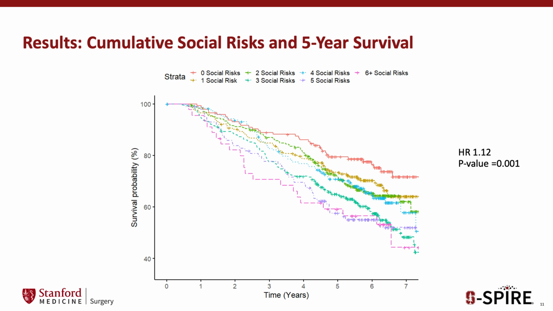So patients who had no social risk are here in red. 1 is in gold, 2 is in green, 3 is in teal, 4 is in blue, 5 is in purple, and 6+ is in pink. So what we're seeing is that pretty reliably, the more cumulative social risk a patient has, the lower the long-term survival probability becomes. In our multivariate analysis, the hazard ratio is 1.12 with a p-value of 0.001. So in short, individual risks do have an impact, but it's really the cumulative risk that can have a detrimental impact on these patients.